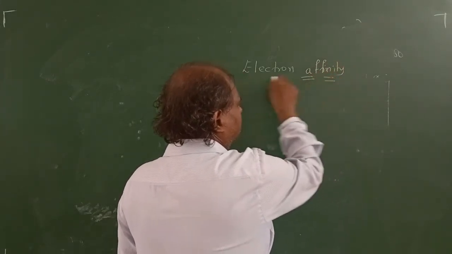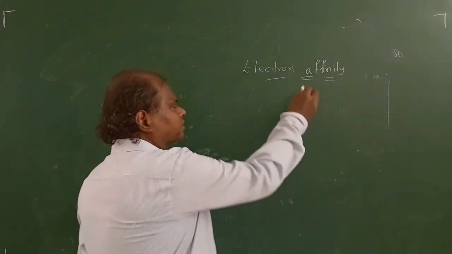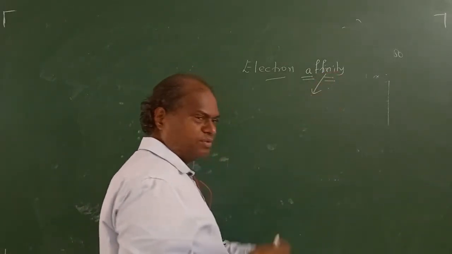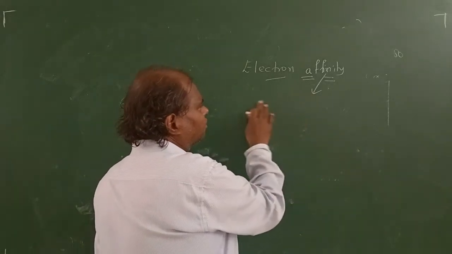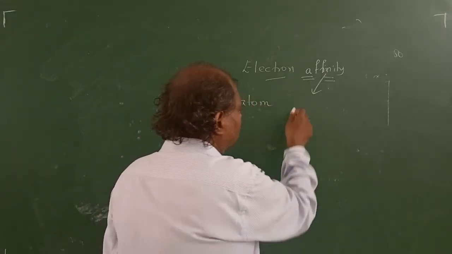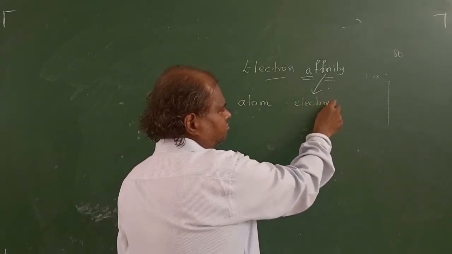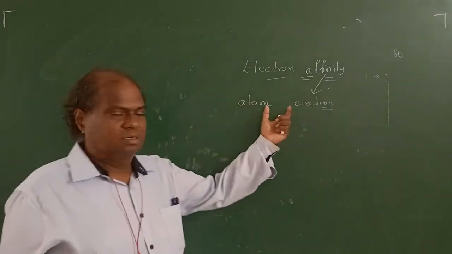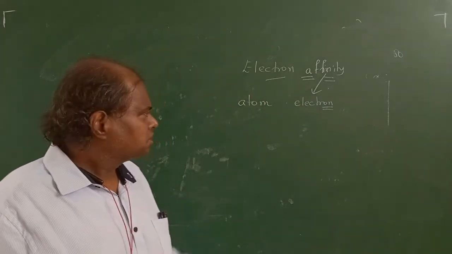Last time we discussed ionization potential, today we'll discuss electron affinity. Now, what is electron affinity? See, affinity means what? In English, affinity means you like something. So electron affinity means how much affinity an atom has got for the electron. It indicates how much the atom likes the electron. Now, how will you measure that?